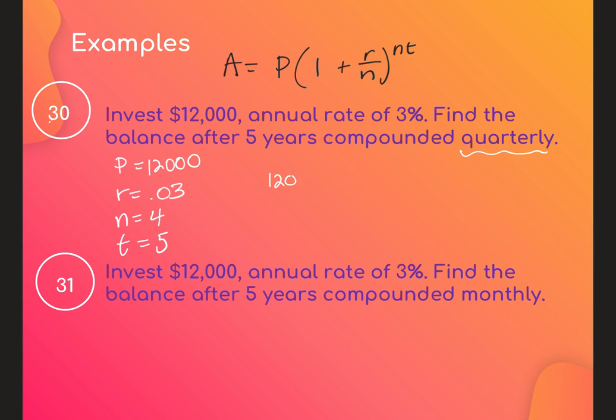So 12,000 times 1 plus 0.03 over N, which is 4, raised to the 4 times 5. And your calculator can do that whole thing in one swoop. 12,000, open the parentheses, 1 plus 0.03 divided by 4. You don't even have to put parentheses around that because it will know. And then the little caret to get the raised to 4 times 5.